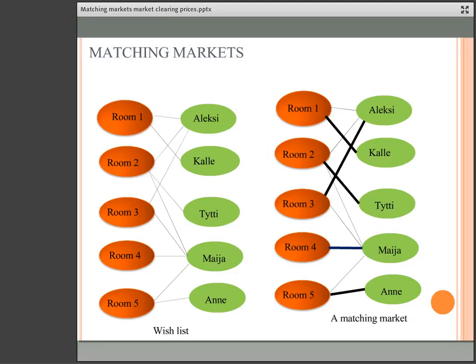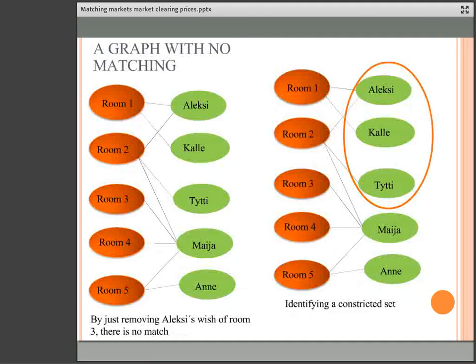Now, does a matching market exist? Can you distribute these rooms in such a way that everyone will get a room which was on his or her wish list? Well, if you look at the picture on the right, yes, you can do this, and it has been done on the picture, and you can confirm that everybody gets a room which was on their wish list. Now, simple, right? Not so.